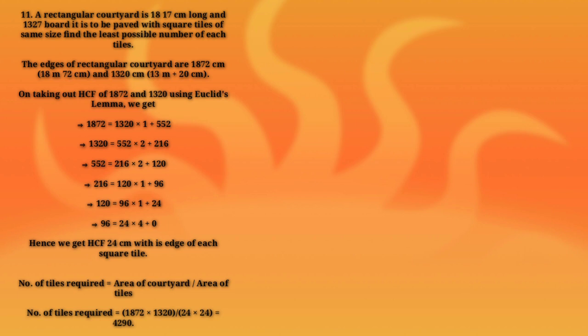So first of all, our target is to find out the HCF of 18 meter 72 centimeter and 13 meter 27 centimeter, the sides of the yard. So we will find out HCF of these two integers by Euclid division lemma, and then we will take the fraction of area of the yard and area of tiles to get the required result.